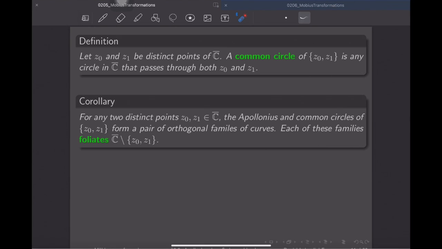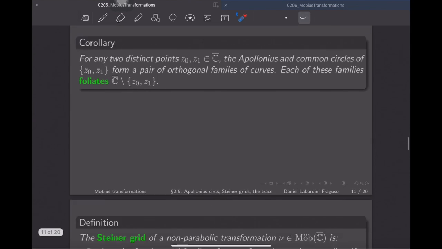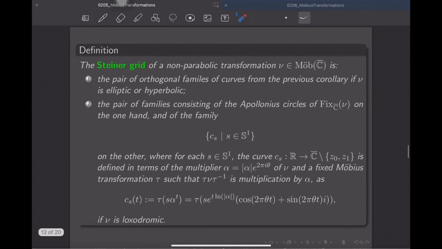When I go back to my 2 points, what I obtain is that the family of Apollonius circles, each of them is orthogonal to each of the common circles through the 2 points, just by conformality of Möbius transformations. All right, and so having this pair of orthogonal families of curves, each of the families, by the way, foliates everything, C bar minus the 2 points.